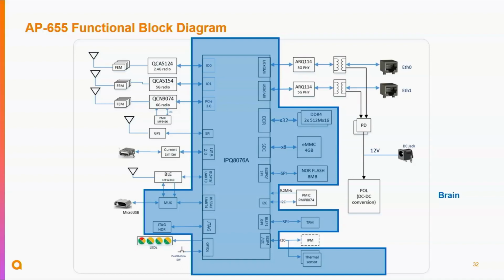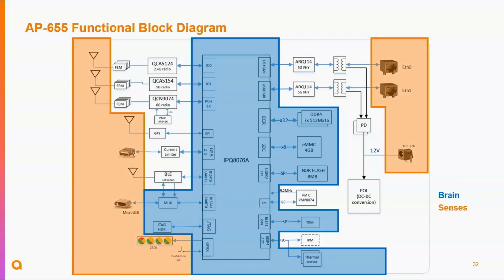So this is what I would call the brain. It's the actual CPU, or actually an SoC, so it's a combination of CPU and some other components. Again, I'll get into that. Memory, TPM is here, I believe, and some other parts that are part of that. This is what I call the sensors, the antennas, lots of interfaces around the AP as well.